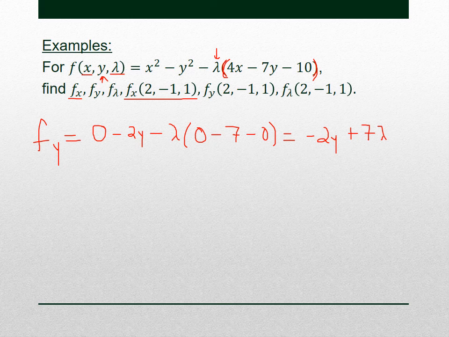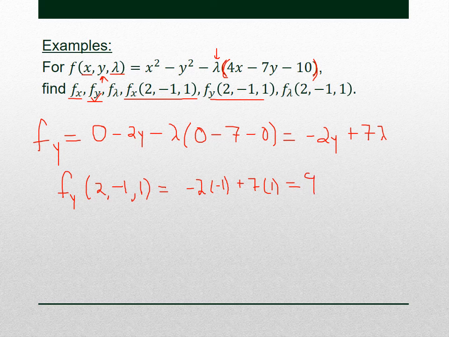So what are we left with? We've got minus 2y, and then minus lambda times negative 7 is plus 7 lambda. Okay, so there's the partial derivative with respect to y. Now let's go ahead and plug this point into negative 1, 1. And that'll take care of this guy. We already found this. Yay. We need this guy. So plug in x equals 2, y equals negative 1, lambda equals 1. What do you get? Minus 2 times y equals negative 1 plus 7 times lambda equals 1. So that's positive 2 plus 7 is 9. So there we go. That's this guy.